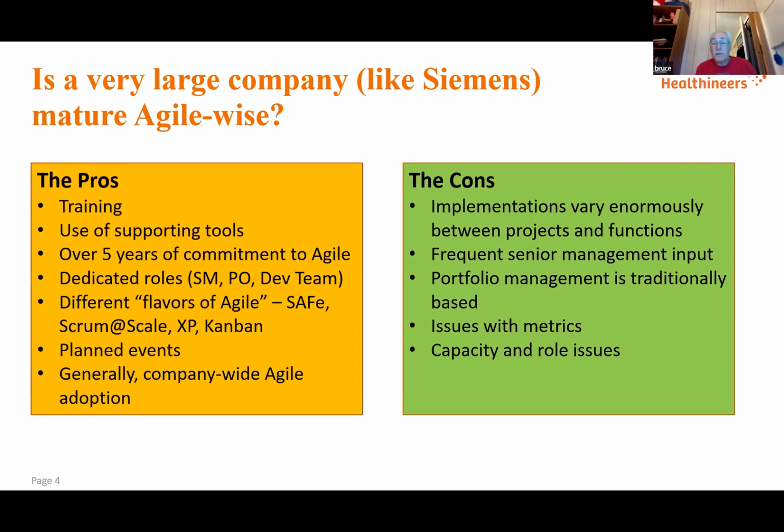The cons we found were, as I mentioned earlier, that the implementations vary enormously between some of the projects and functions. As I said, some are really doing a good job and some are just not. We have frequent senior management input, and that could be a problem, where senior management can turn around and say, new priority, go do this, or go do this directly to the teams. Not exactly an Agile-like approach.